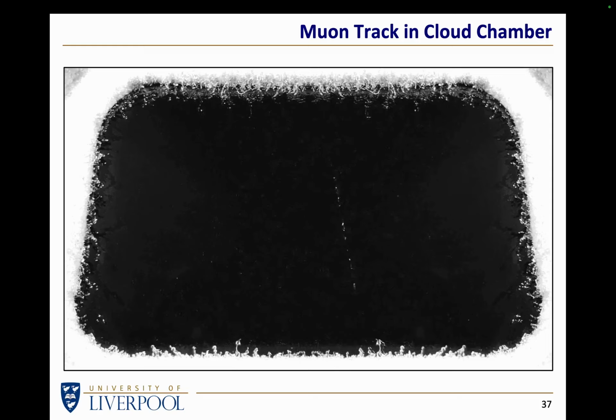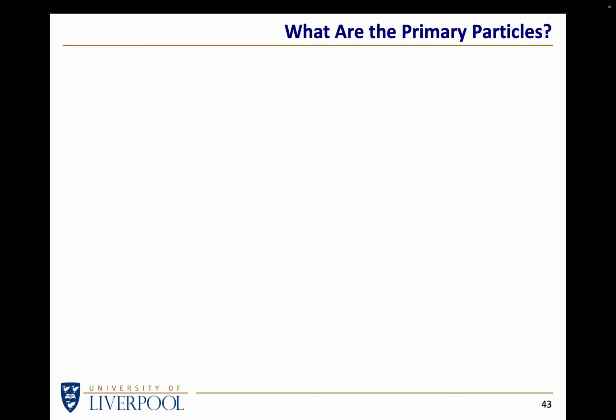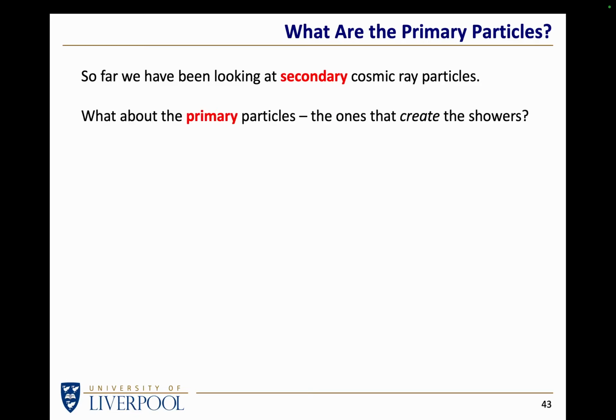There's what you would expect to see in a cloud chamber, the black background, and then this row of droplets, a relatively straight line, indicating that a muon has passed through the cloud chamber here. But we've been talking about secondaries, what arrives at the Geiger counter, what arrives in the cloud chamber. But what's coming in at the top? What are the primary particles that are generating the showers in the first place?